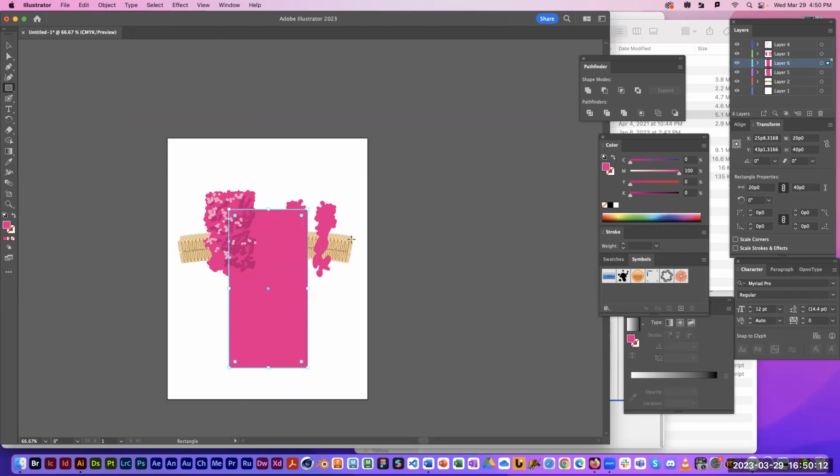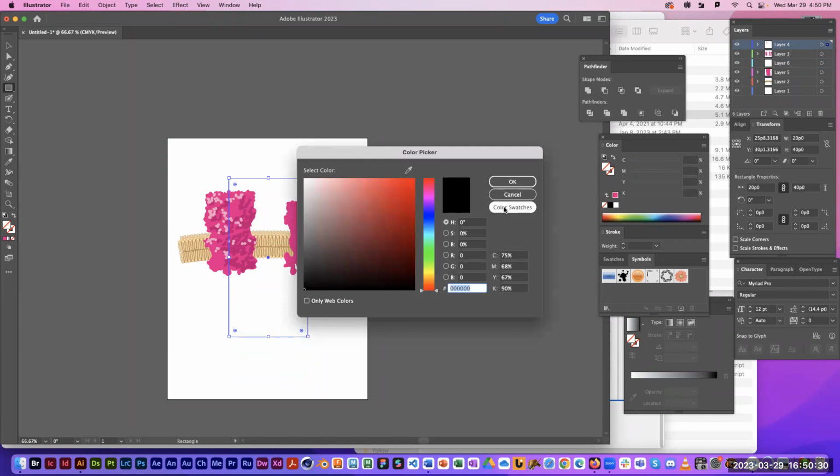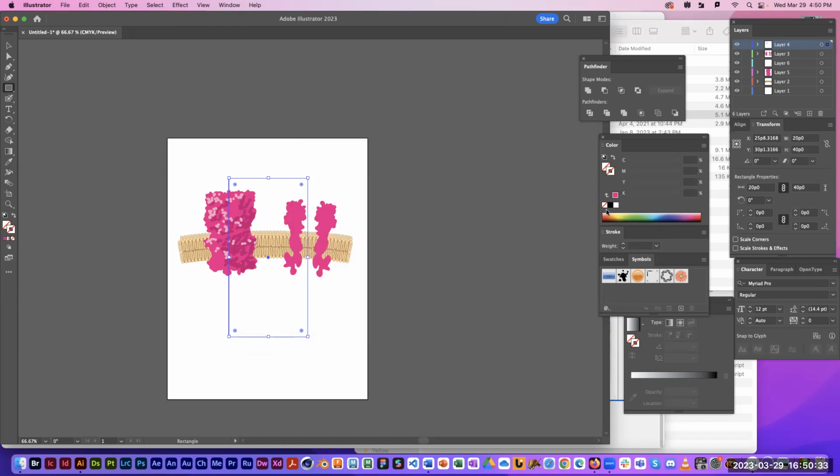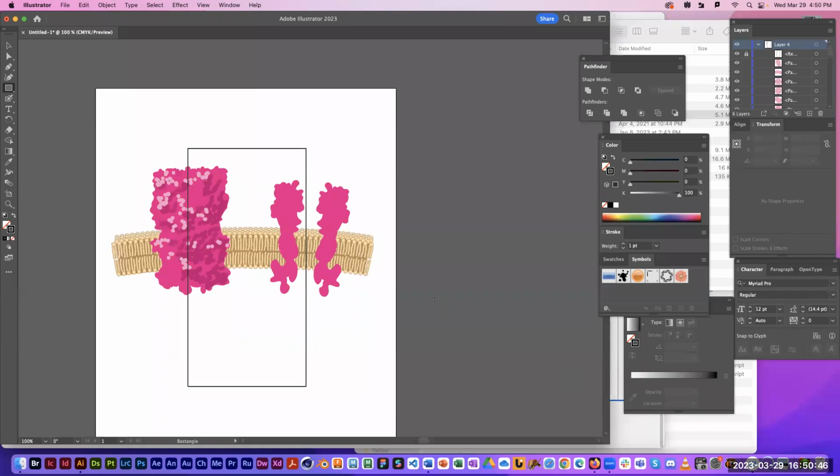So if I make this my topmost object, well, let's see, let's do this. I'm going to drag it up to the top. I'm going to give it no fill. I'm going to give it a black stroke. So I need to fit the artwork in that little tiny space. I'm going to lock that object temporarily. And then I'm going to try to resize this artwork so it fits in that little space.